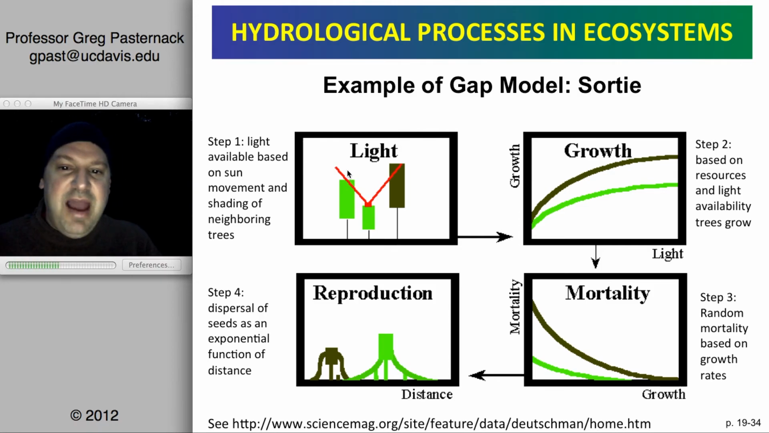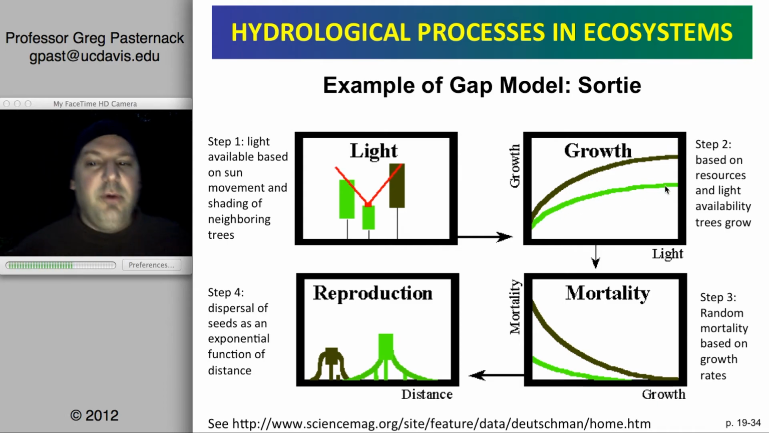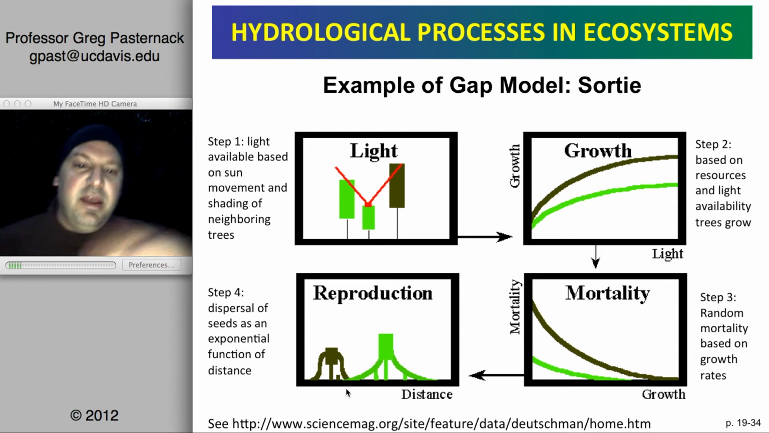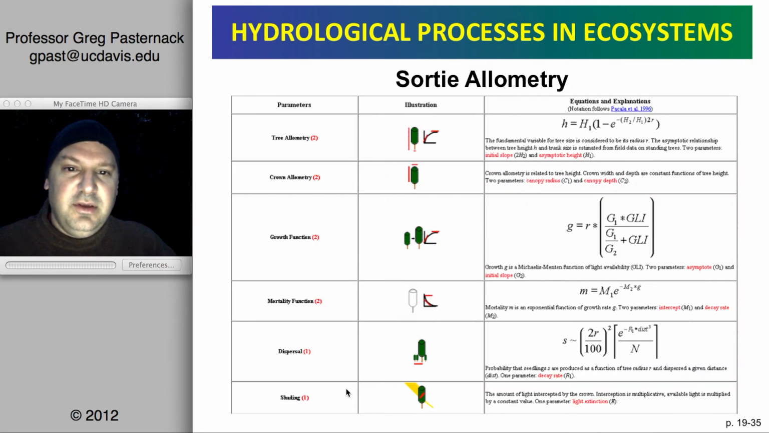The first step is you have trees, each individual tree, and for each tree we're going to assess how much light that tree is receiving. We're going to put that into a growth function. So here, these two green trees are the same species, and then this mustardy dark brown olive tree has its growth rate. Growth rate here would be based on available resources and light, and so it's going to grow. There's also going to be a chance of mortality, and then there's reproduction where you have seed dispersal, and then we just cycle around.